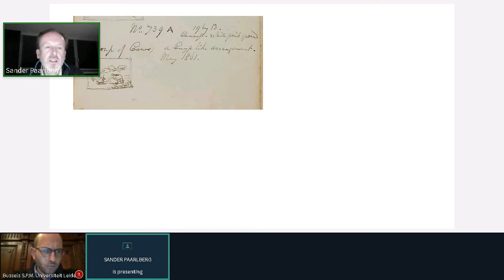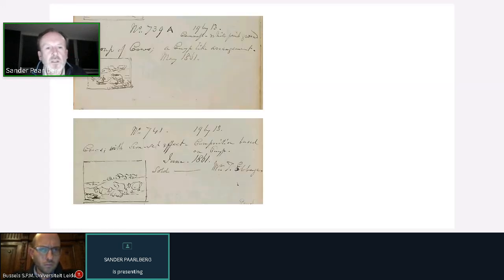And this is from a journal by this Thomas Baker, and he noted down all the paintings that he sold, and this is number 739. And he notes down that it is a group of cows, a Cuyp-like arrangement. And in the same notebook, in 1861, I think, in the same year, actually, he sold a painting, Cows with Sunset Effects, composition based on Cuyp.